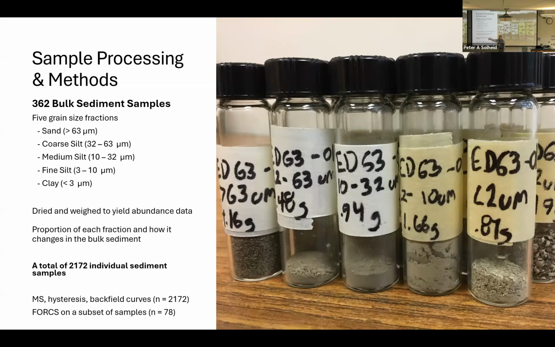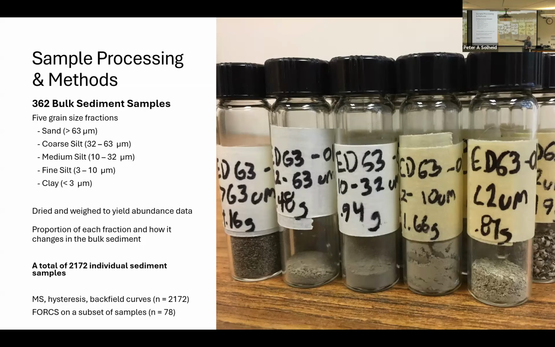362 samples very quickly turns into a lot of data points. So we measured hysteresis loops on all 2,172 samples that we split from this. We did hysteresis, backfield curves, susceptibility. So that's why I needed to give thanks to a lot of the graduate students that worked on this. And then we did FORCs on a subset of these samples. And we focused initially for this work just on some of these more simple techniques, the ones that we could do fast to characterize this variability.